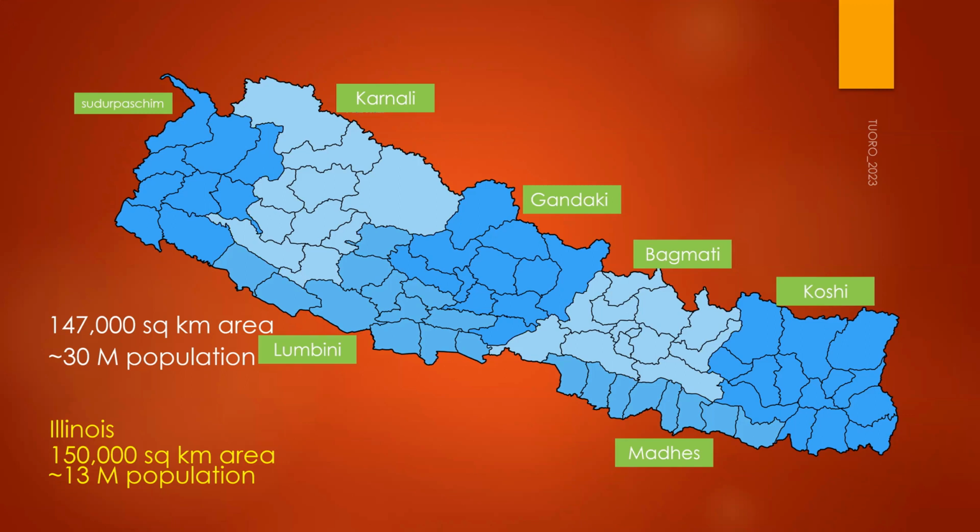So this is Nepal. To put things in perspective, we are 147,000 square kilometers in area. We have 30 million population. In the US, the state of Illinois is closest to Nepal. It's about 150,000 square kilometers in area and 13 million population. That shows that we have about 3 times more population than Illinois, even though Illinois is still a bit bigger than Nepal.